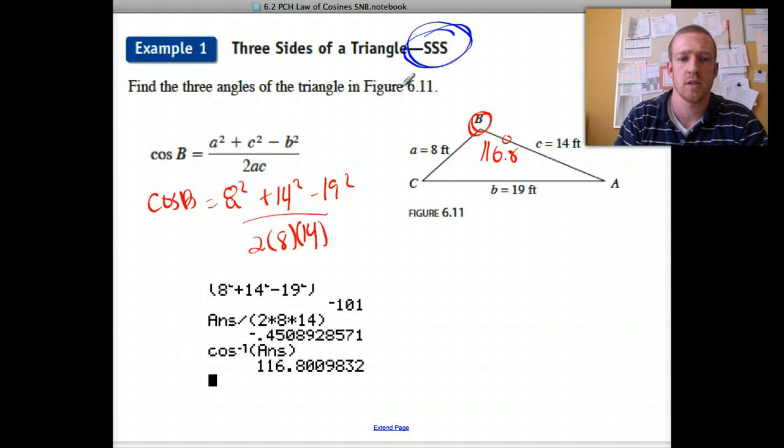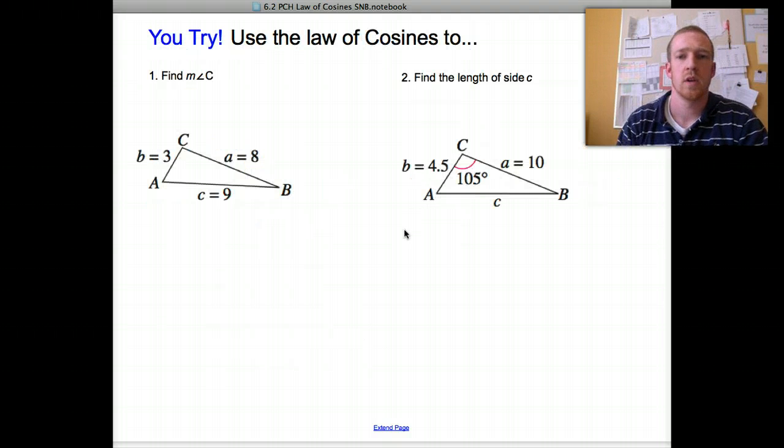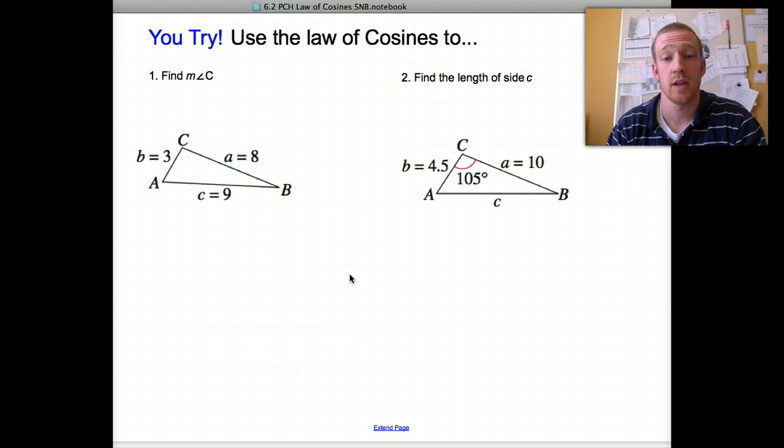So that's how you do the law of cosines with the side angle side case and with the side side side case. So what you're going to do now is try these problems. I guess now I know if you watched the whole video, because you had to get all the way to this point.